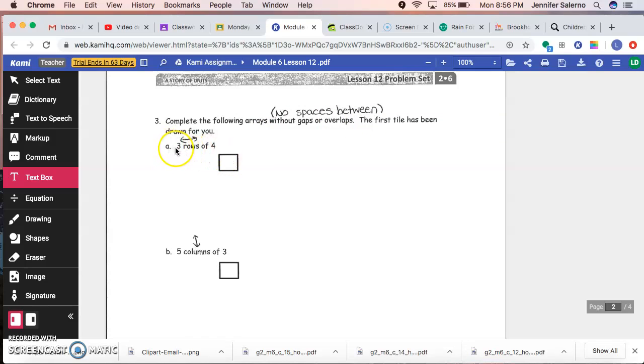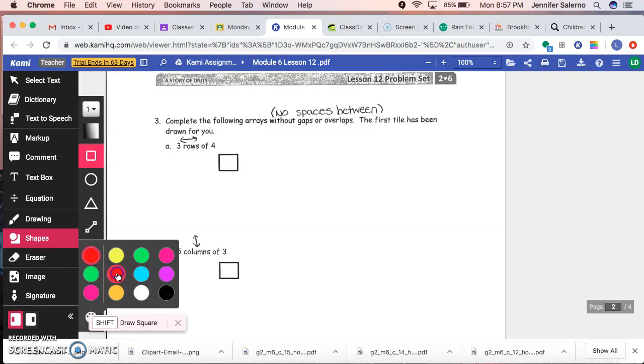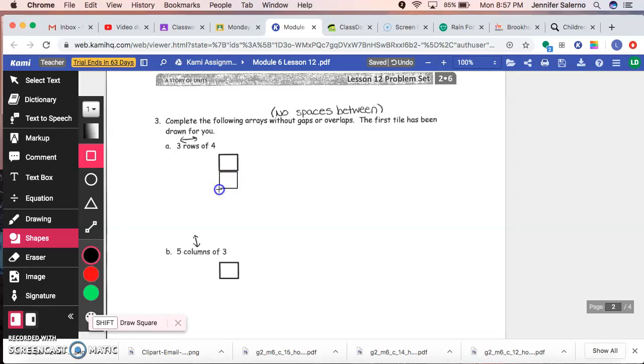So A says that they want you to make 3 rows of 4. So I'm going to get everything ready, set it up, and I have to do 3 rows of 4. So I already have 1 row. Now I'm going to make my second row, and then I'm going to make my third row, okay? And then it's telling me that I have to have 4 in each, so I'm just going to start filling in how many I have to have. Again, connecting. There should be no gaps at all. It should just be all connecting. Okay, I'm going to fix that one.